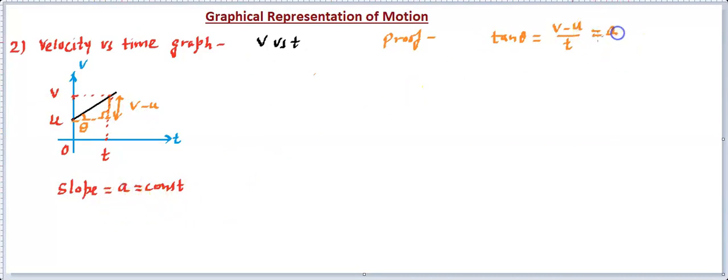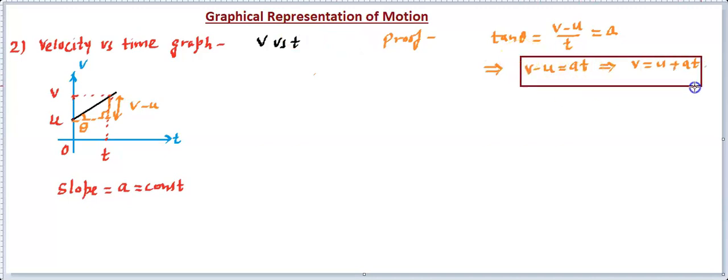As you equate this and simplify it, you will get v minus u is equal to at. So from here you will get v is equal to u plus at. That's the first equation of motion, and that can be proved using this graphical analysis, and this is for the constant acceleration case.